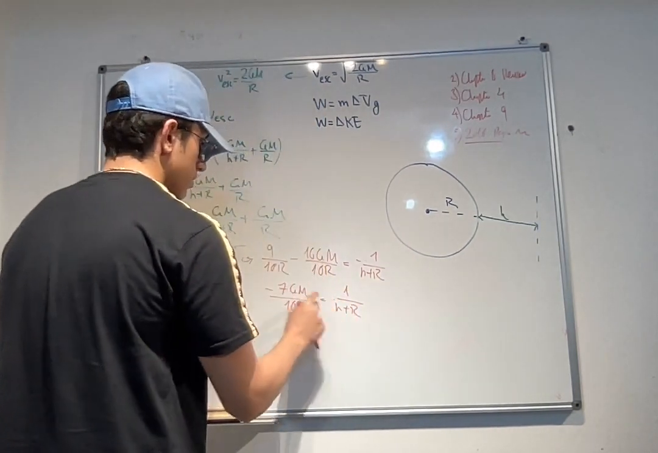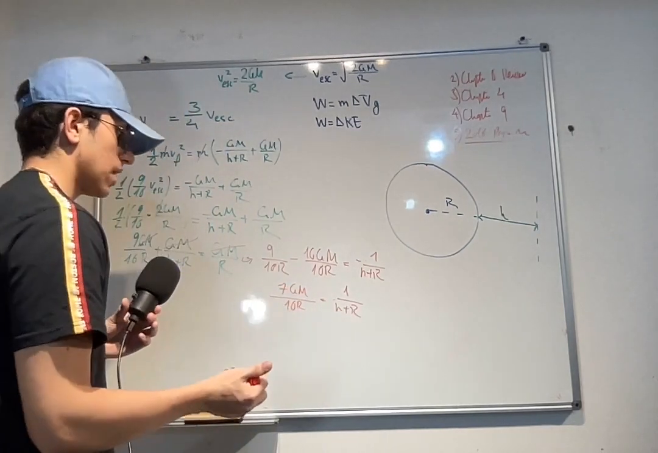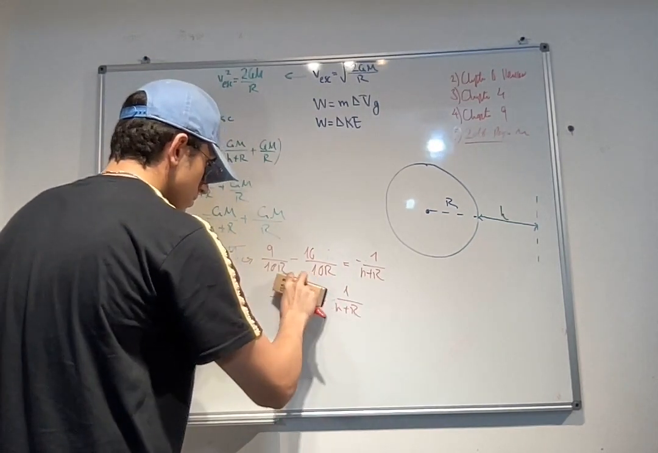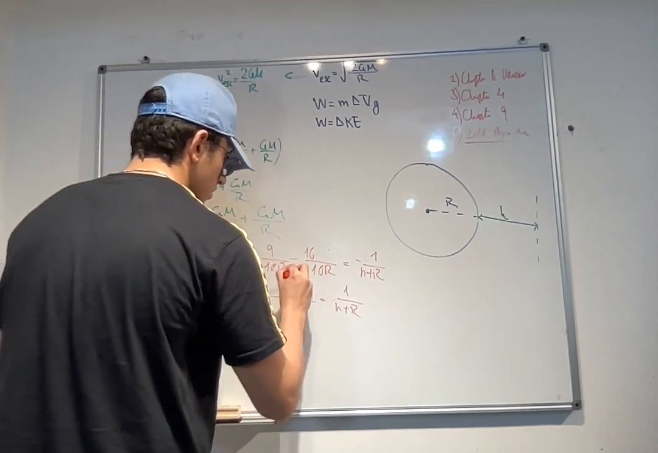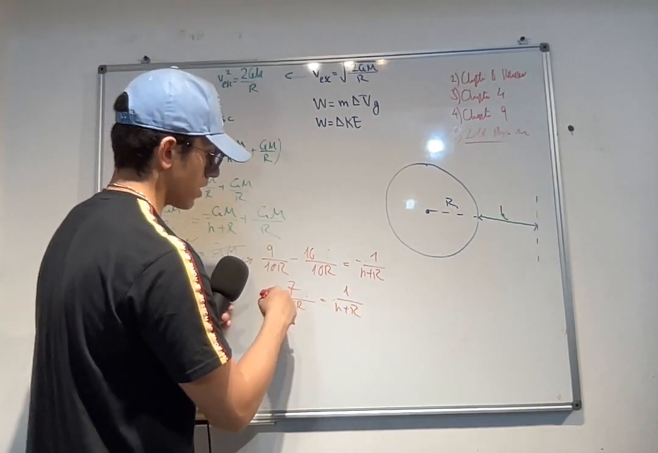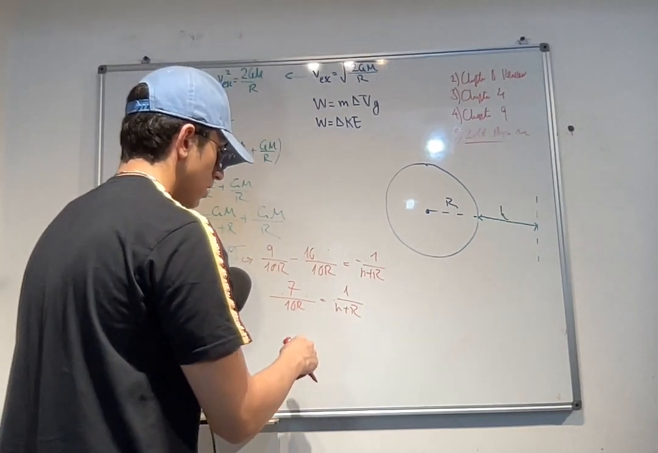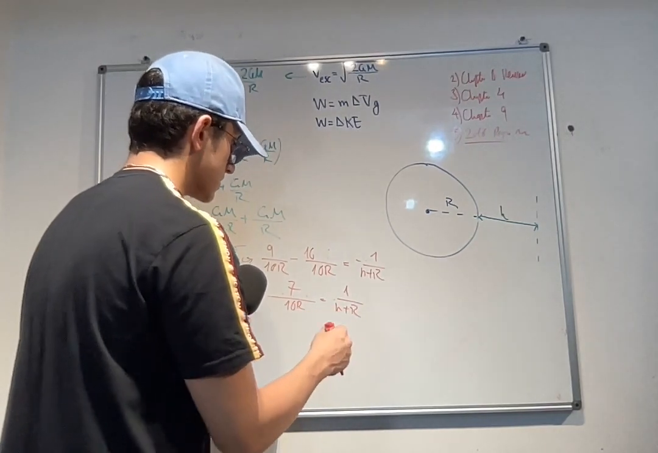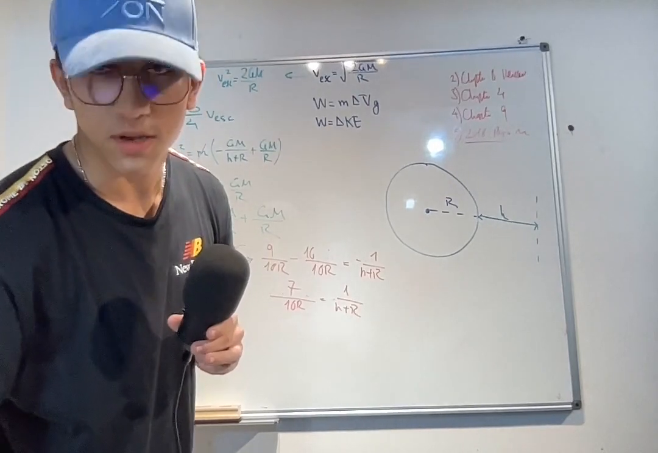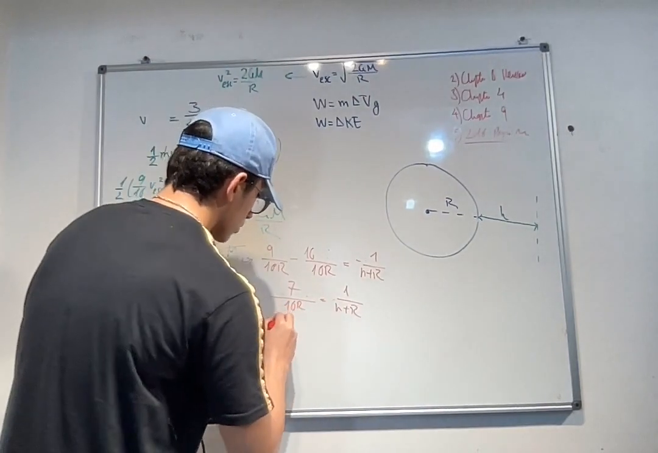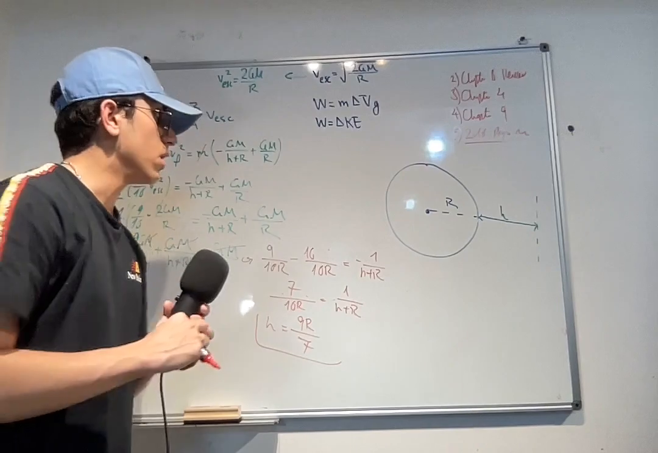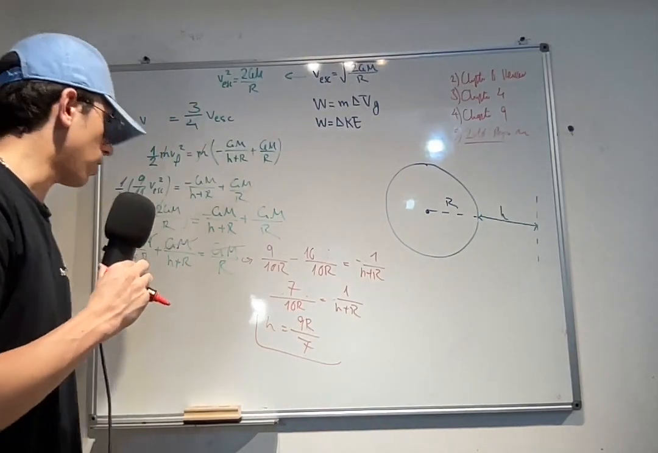So your negatives cancel out. Now, if we do some basic algebra, we'll take 16 there, h plus R here. So 16R divided by 7, then minus R is going to be, I solved it for the sake of saving time, h is going to be 9R over 7. And that's how you solve for h in terms of R.